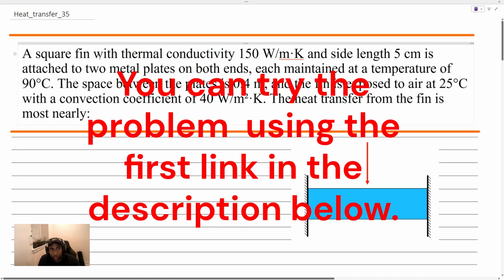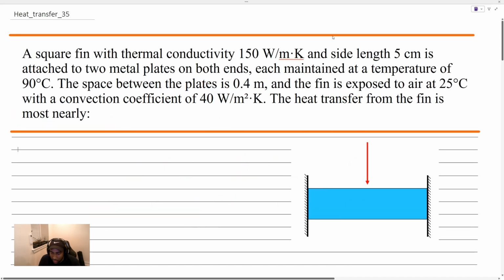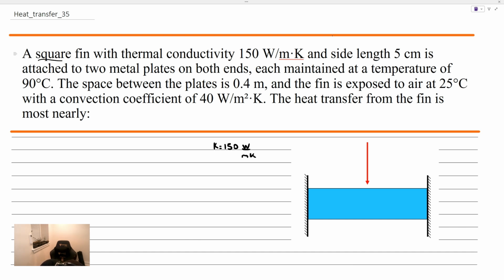It says that a square fin with a thermal conductivity of 150 watts per meter Kelvin. So K is equal to 150 watts per meter Kelvin. We're given a side length of 5 centimeters, and we know that this is a square fin. Side length is 5 centimeters, which is 0.05 meters. We have two metal plates on both ends. They're both maintained at a temperature of 90 degrees Celsius.